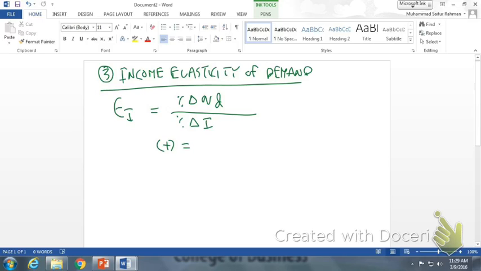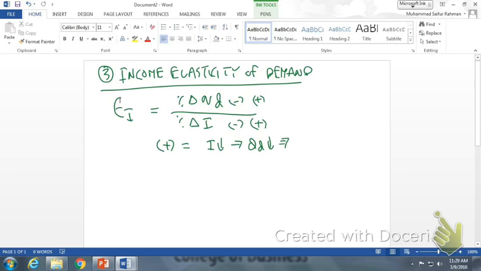How can we have a positive income elasticity of demand? We can have it when both of them have the same sign. When income goes down, your quantity demanded goes down. When income goes up, your quantity demanded goes up. Let's imagine the first one. When my income goes down, my quantity demanded goes down. That could mean that the income elasticity of demand is positive.